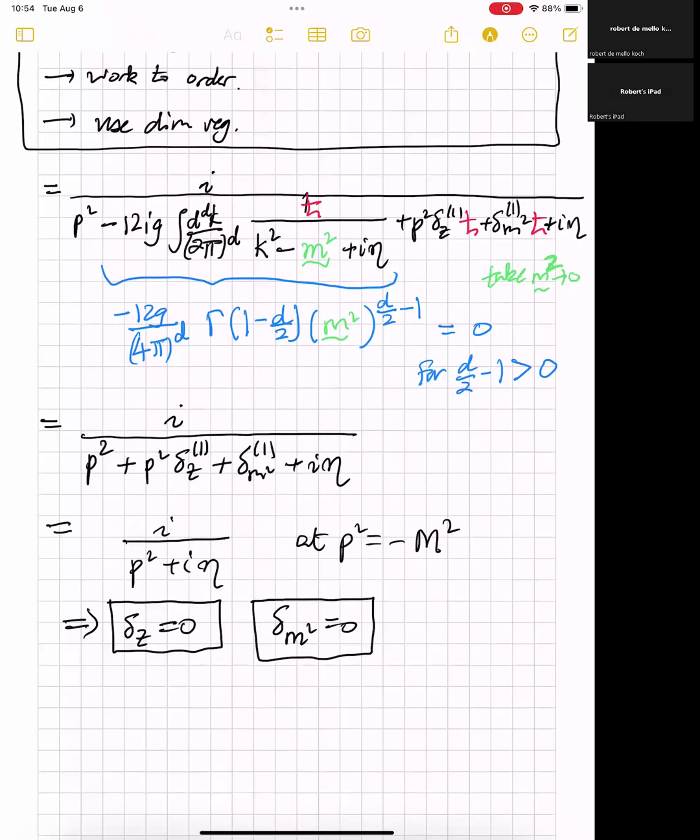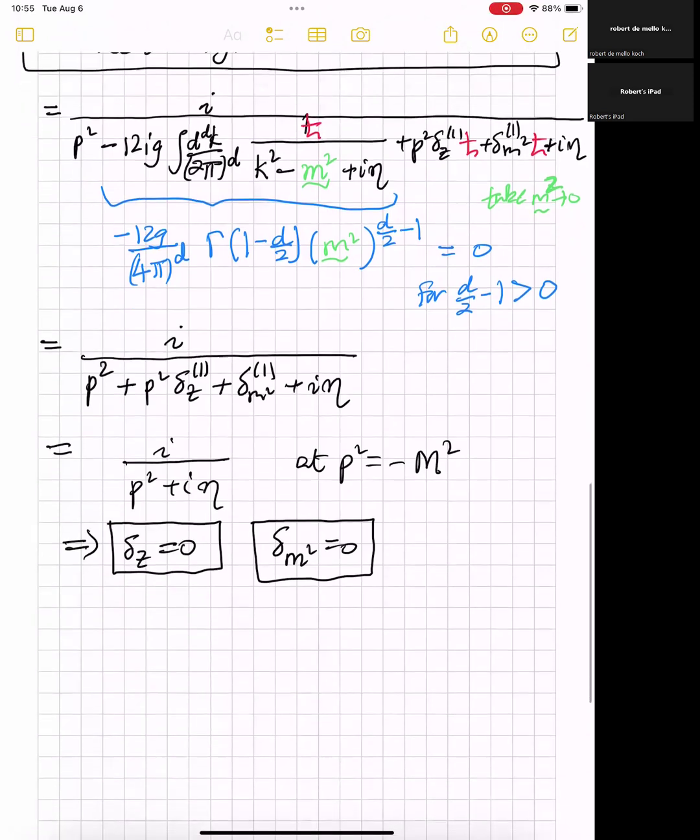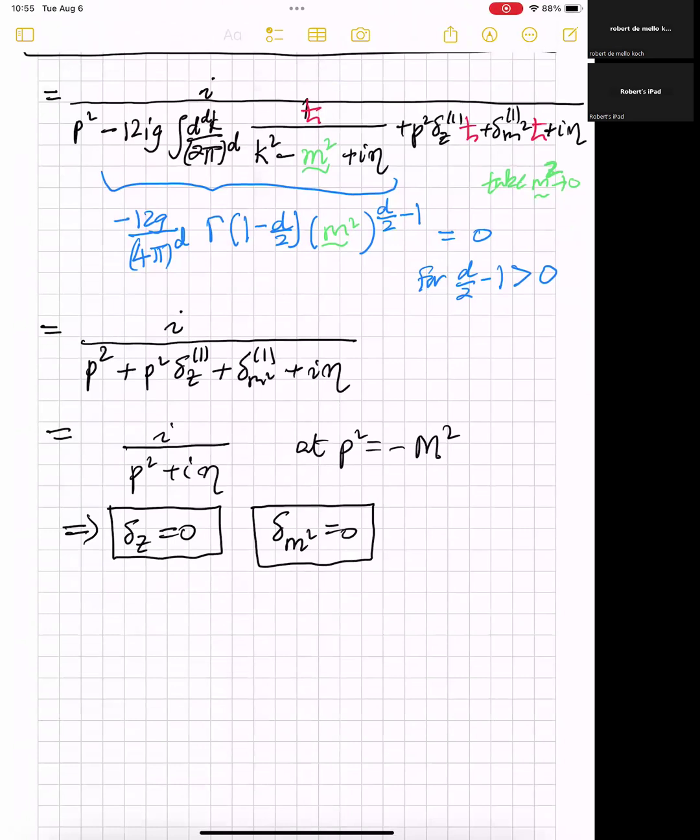So, good. You should set p squared equal to minus m squared in both expressions and compare. Then you should take a derivative of both expressions and again set p squared equal to minus m squared. That gives you 2 different equations, and you can show that delta z is 0 and delta m squared is 0. So what we've learned is the 2-point function is equal to i over p squared plus i eta to 1 loop. So no correction. This is what G2 was.